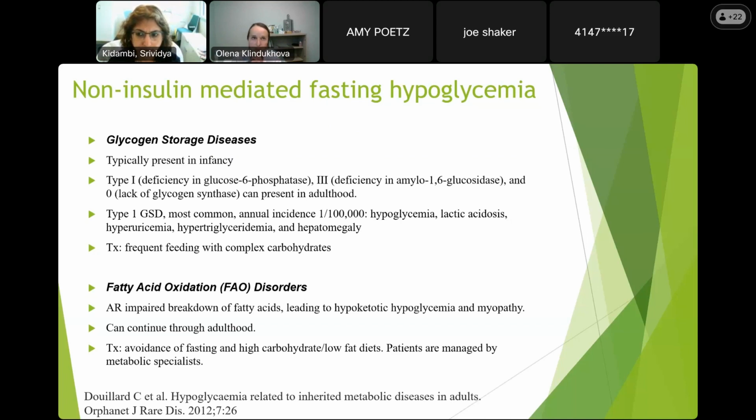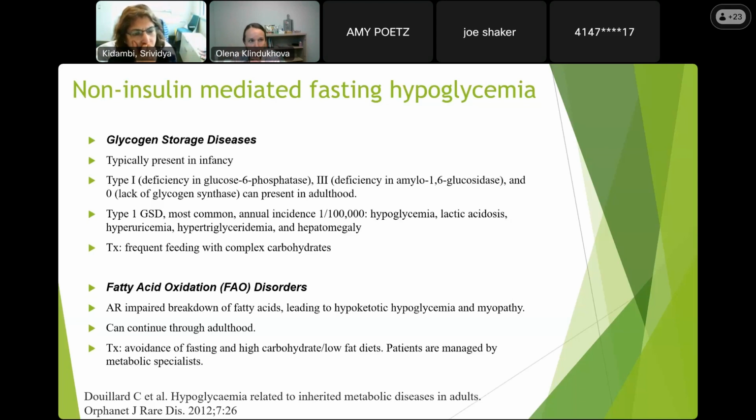I also did have a patient who ended up being sent for genetic testing to further uncover this condition. So out of the different glycogen storage diseases, type 1 is the most common, again, generally pretty rare, and can present in adults with hypoglycemia, lactic acidosis, hyperuricemia, high triglycerides, and hepatomegaly. The only treatment modality is frequent feeding with complex carbs. Those patients are not extremely sick, but they do need a lot of care, counseling, and education.